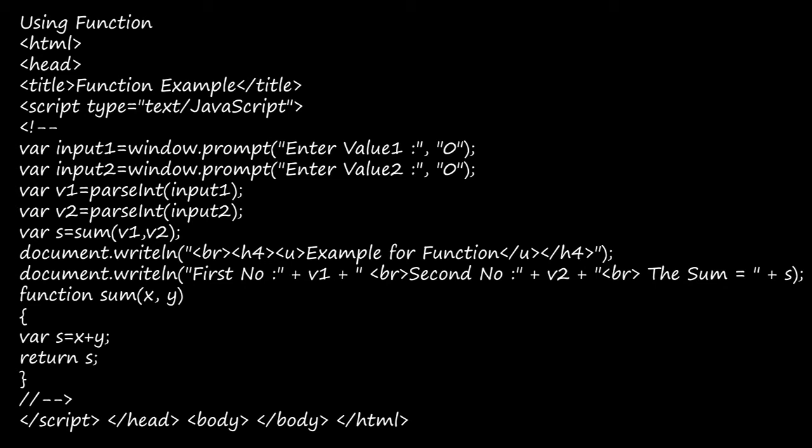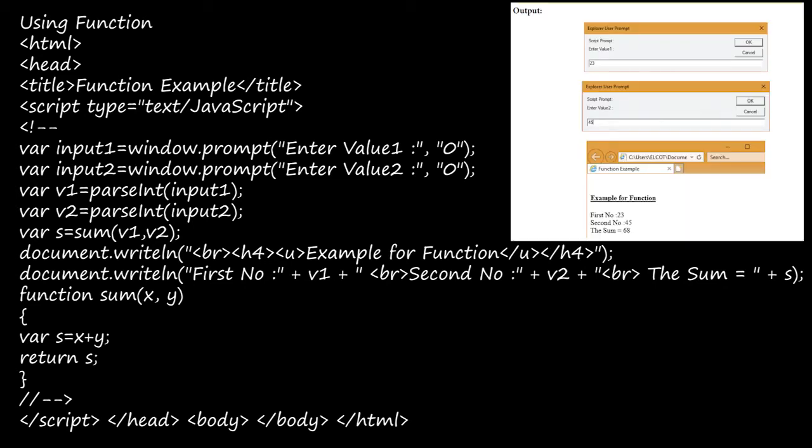Here we are using two prompt lines. From the first line, if you see, it is in the sixth line, I think. In the sixth line, variable input1 is equal to window.prompt of enter value 1. So for that, on the output side, you will get one prompt dialog box, right? And then again, input2 is equal to window.prompt of enter value 2. So for this, you will get another dialog box.